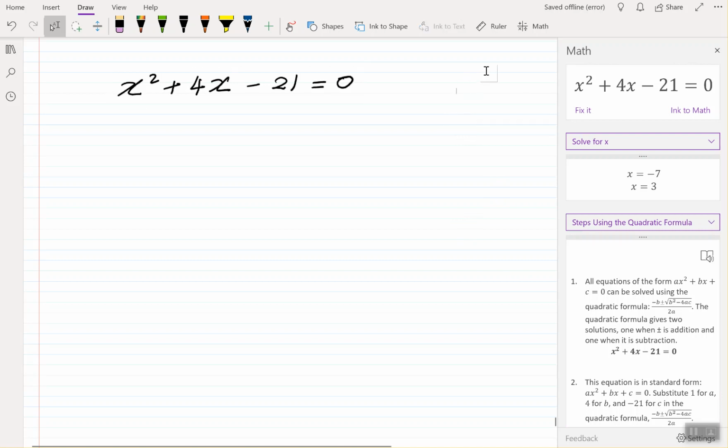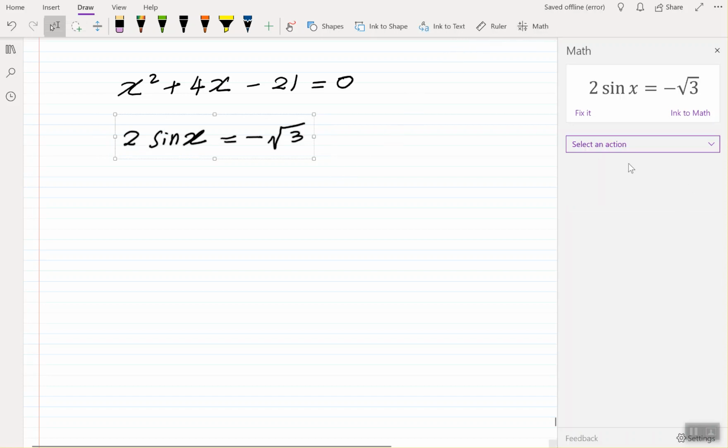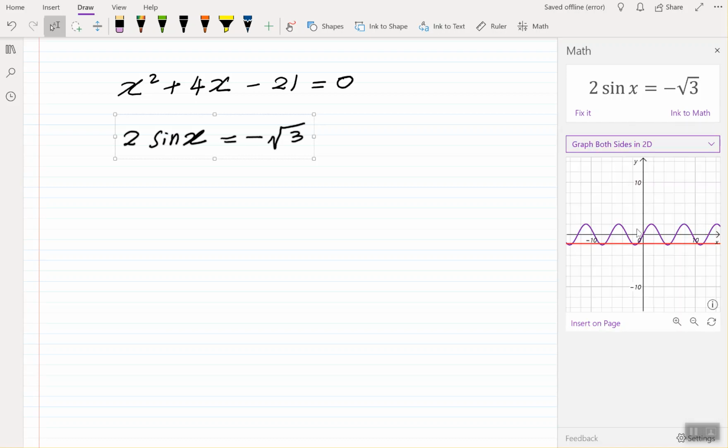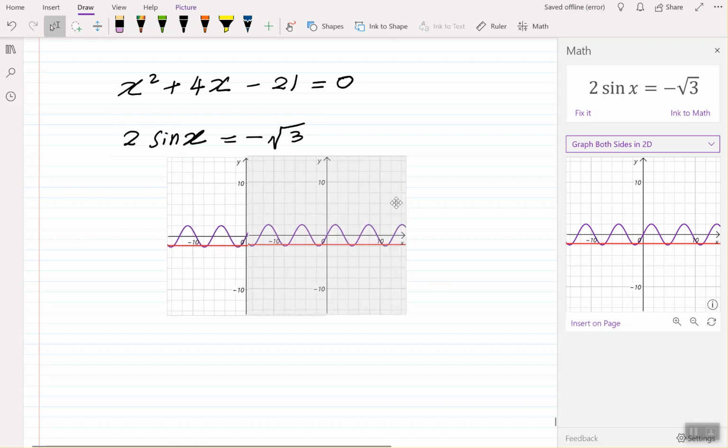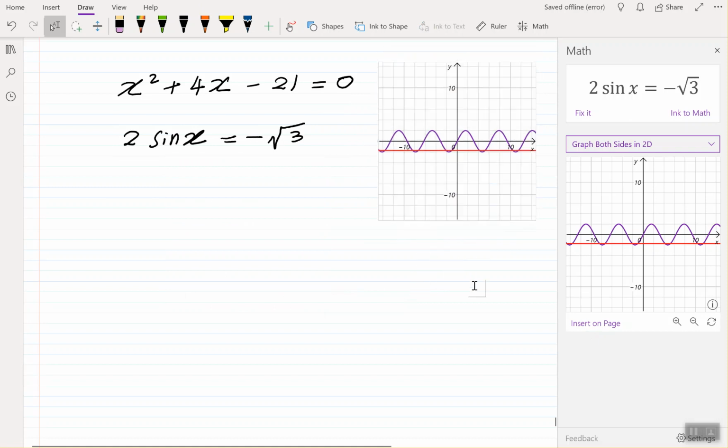Let's move on to a second example, simple trigonometrical equations. 2 sine x equals minus root 3. We grab our lasso, select, go to math, and we have it. Select an action, solve for x, and we have a solution. Very, very powerful. And you can have a graph, insert the graph directly inside here, and we can locate it here just like that.